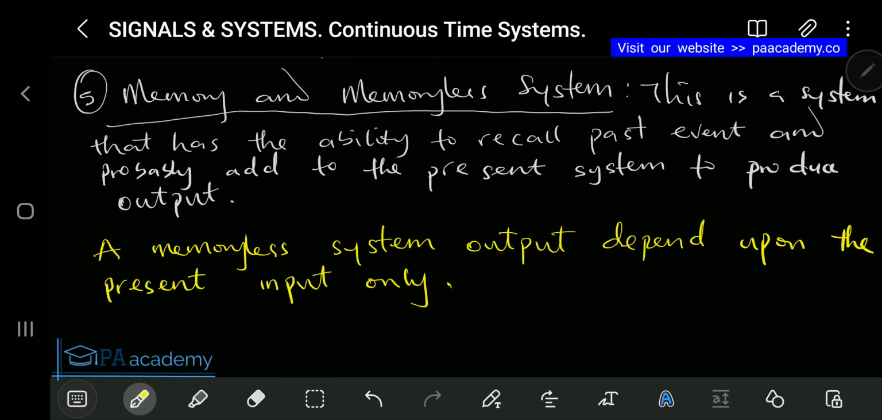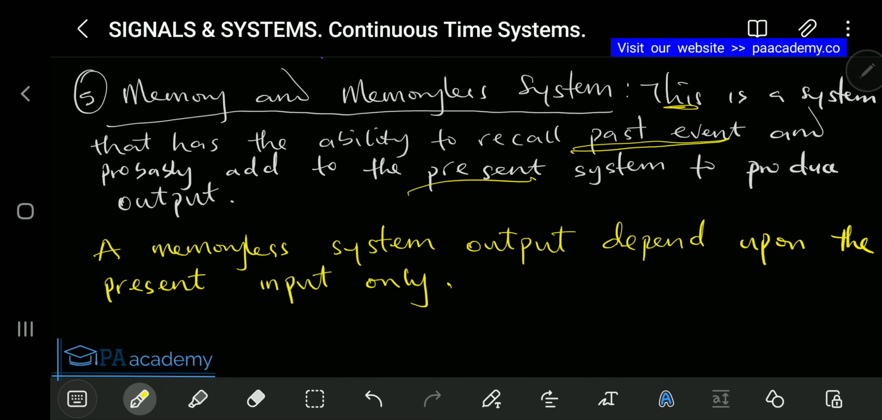So for memory and memoryless, let's now look at the memory system. This is a system that has the ability to recall past events and probably add them to the present system to produce an output. Exactly. Just like the word suggests, the memory system has the ability to recall past events, so it still has memory of past events. It adds them to the present input to produce an output.